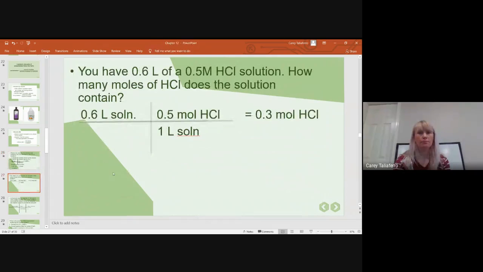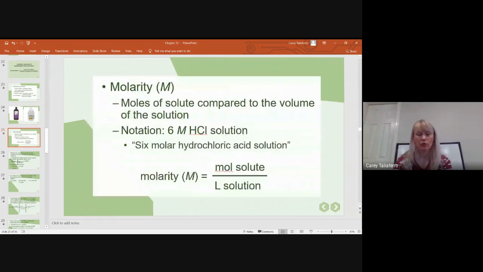Now, what if we went backwards? So we have a 0.6 liter solution. It's 0.6 liters of a 0.5 molar HCl solution. How many moles of HCl does that solution contain? So let's go back again to our original equation. Molarity equals moles of solute per liter of solution.